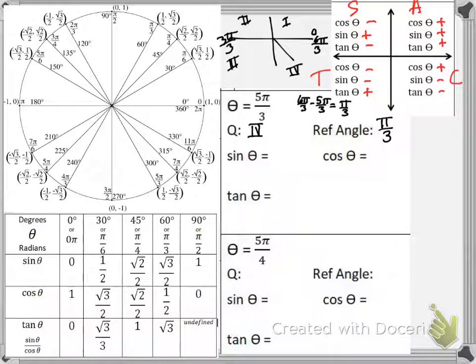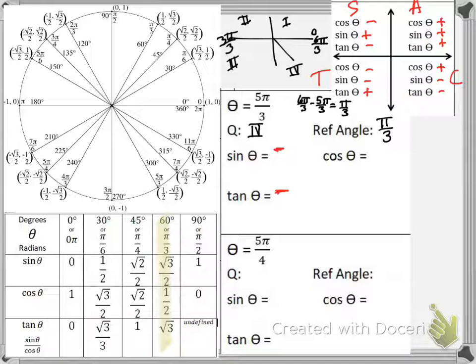Okay. So if I've got pi over 3, I'm just going to look at my table and take the pi over 3 line and work with those numbers. I'm going to think about my signs. In this quadrant, I have a positive cosine and I have negatives on my sine and my tangent answers. And then I'll just take these numbers.